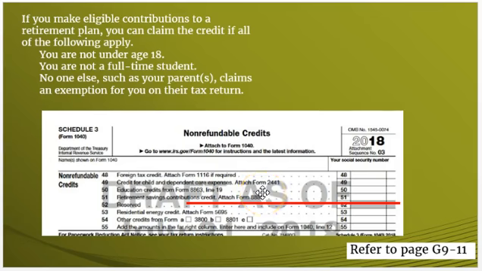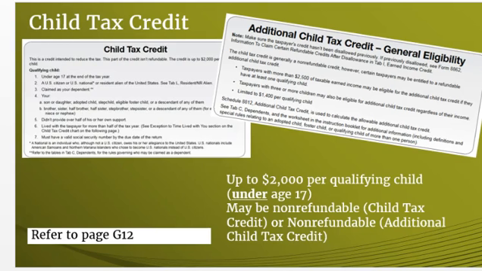That is going to appear on line 51 of the Schedule 3. That's another highly used credit. A third highly used credit is the child tax credit.